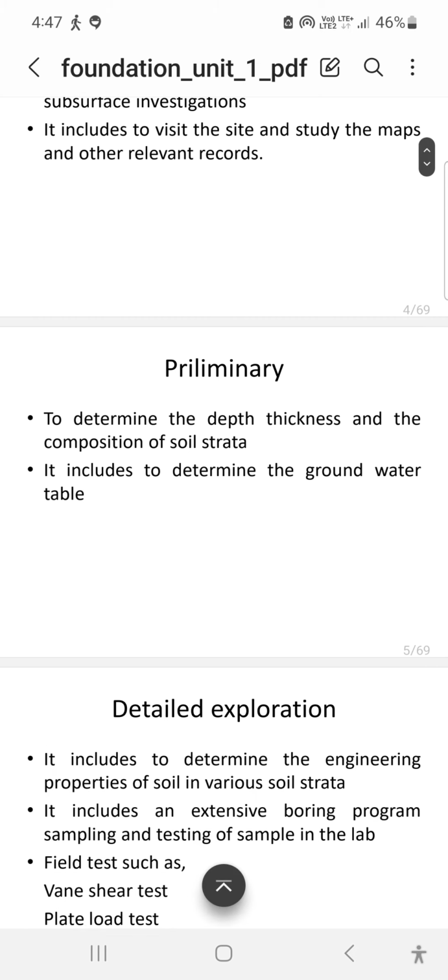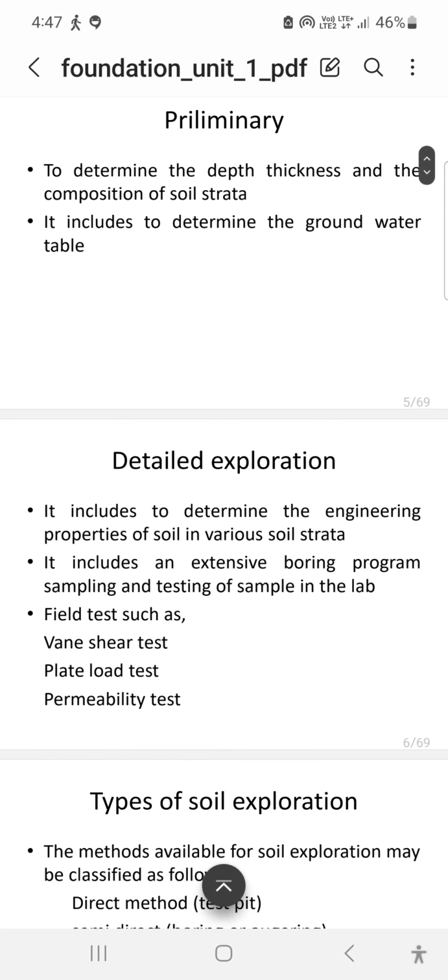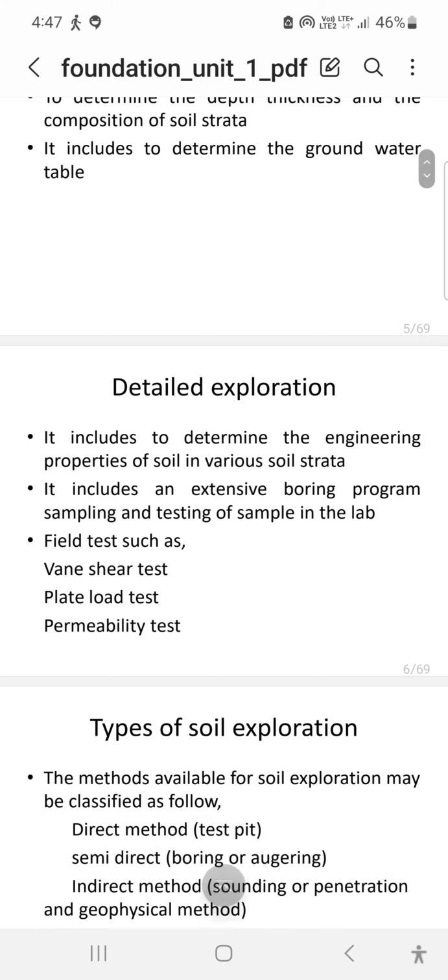Then we have the detailed exploration of the site. It includes determining the engineering properties of soil for various soil strata. It includes a boring program, sampling from the borings, and testing of samples in the lab. The field tests include the vane shear test, plate load test, and permeability test. These are the tests conducted under site exploration.